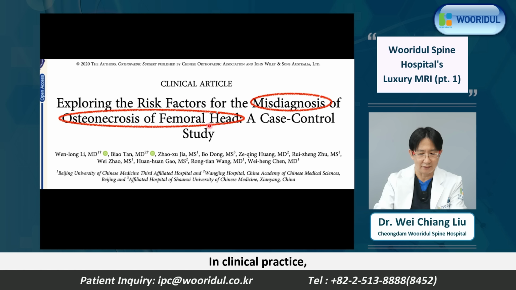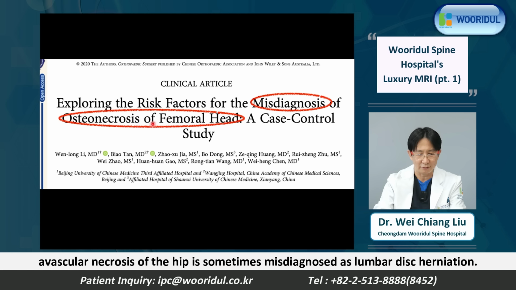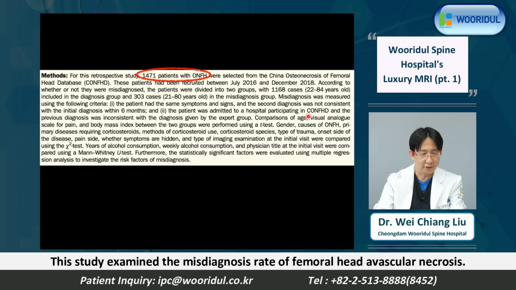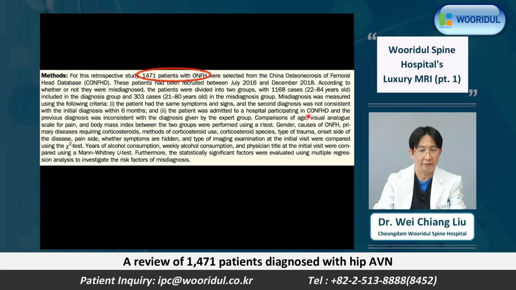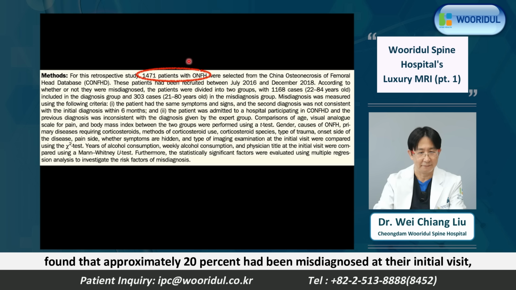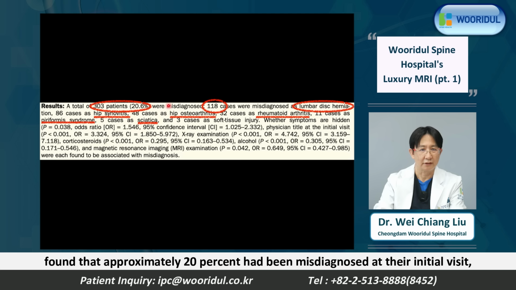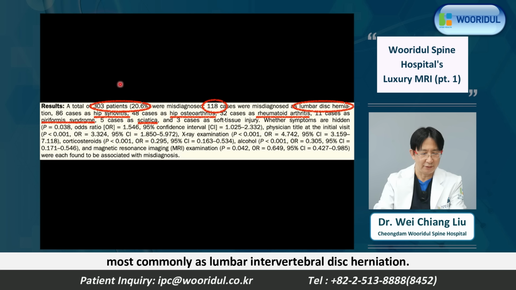In clinical practice, avascular necrosis of the hip is sometimes misdiagnosed as lumbar disc herniation. This study examined the misdiagnosis rate of femoral head avascular necrosis. A review of 1471 patients diagnosed with hip AVN found that approximately 20% had been misdiagnosed at their initial visit, most commonly as lumbar intervertebral disc herniation.